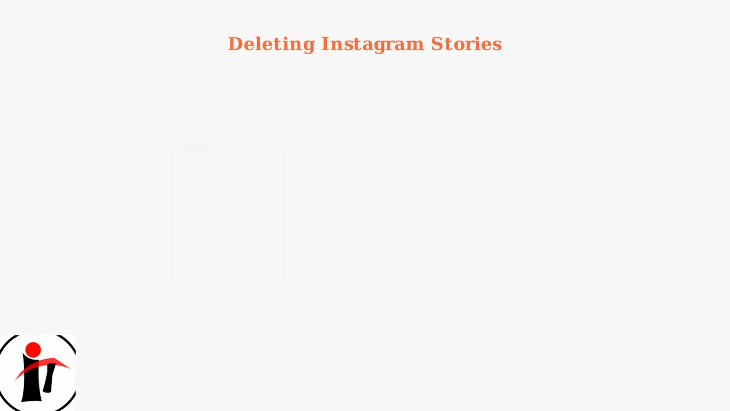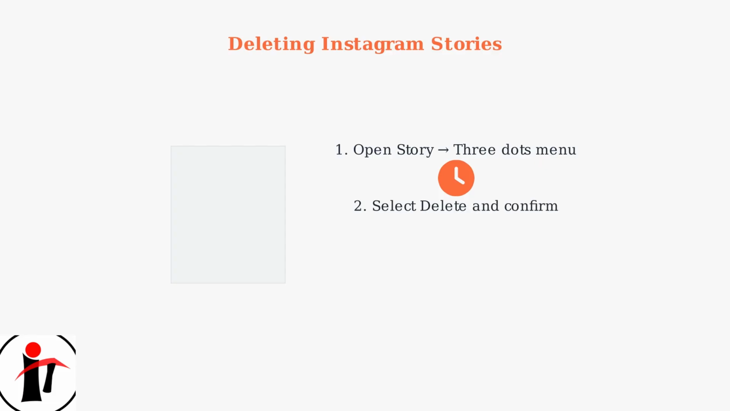Finally, let's learn about deleting Instagram Stories. These are temporary content pieces that normally disappear after 24 hours, but can be saved to highlights. To delete a story, open the story you want to remove. Then tap the three dots menu in the bottom right corner. Select Delete from the menu and confirm your choice.